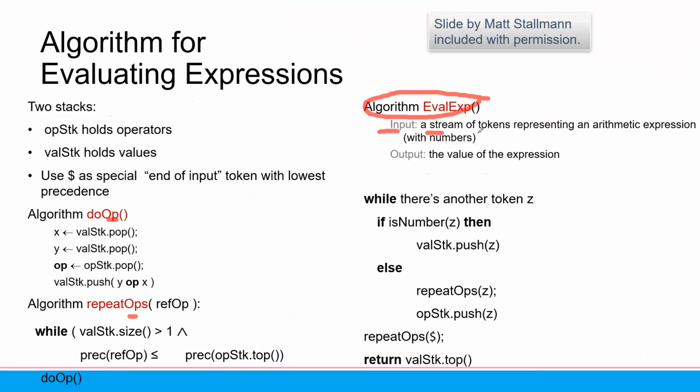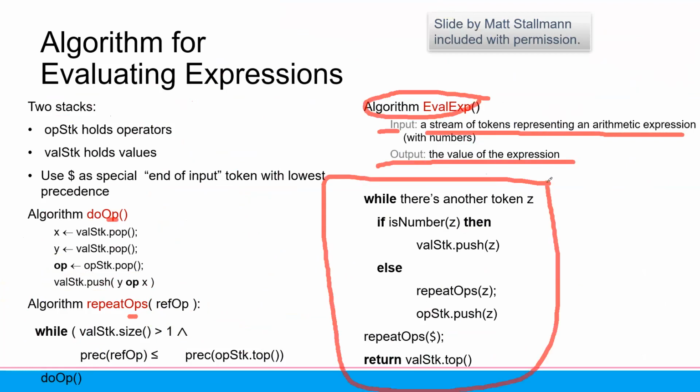So the input will be a stream of tokens representing an arithmetic expression with numbers, and the output will be the value of the expression. So this is the overall algorithm. While there's another token z, another token means, if we still have something like this, 1 plus 5. Is there any token? Yes, then we will do this. Is there any token? Yes, we will do. So token means we have a character or we have a number.